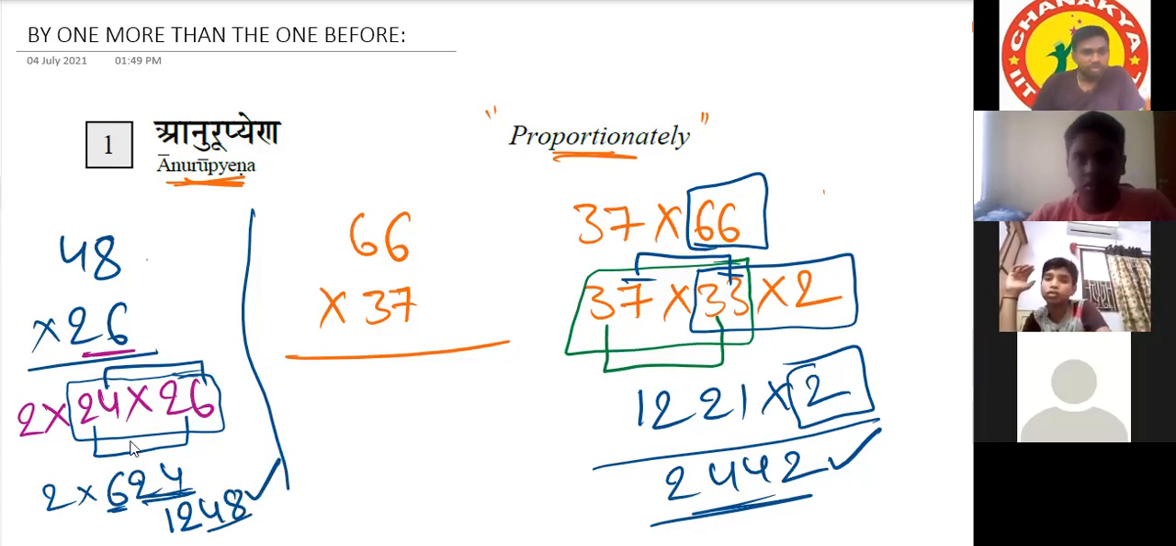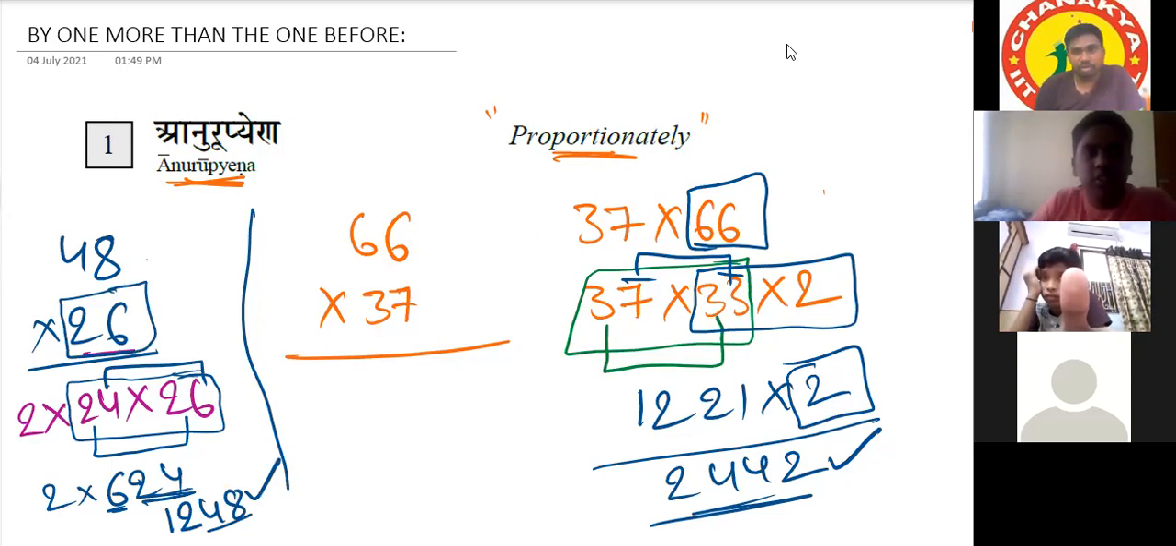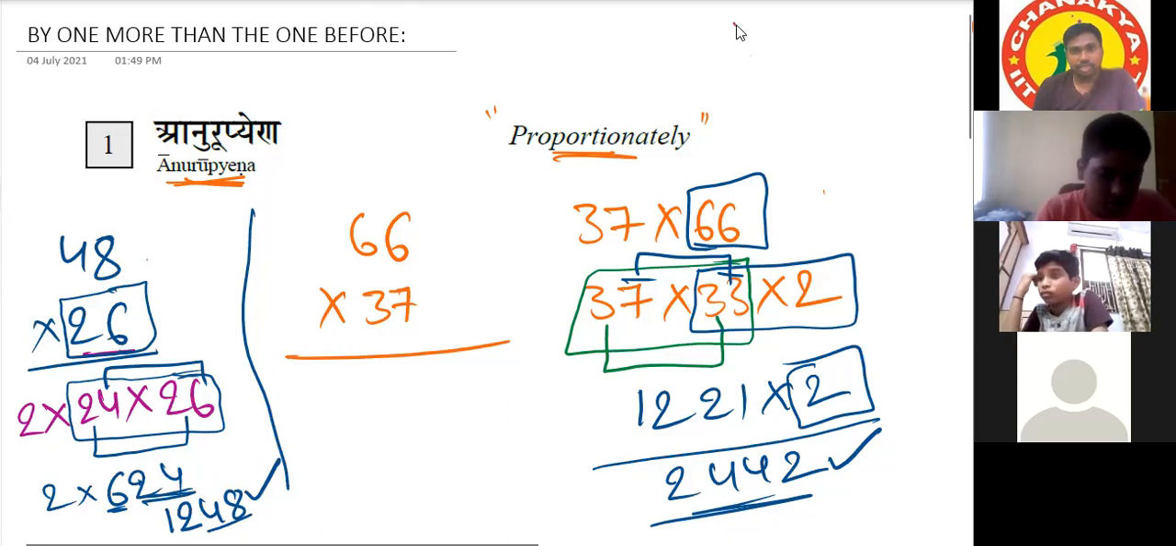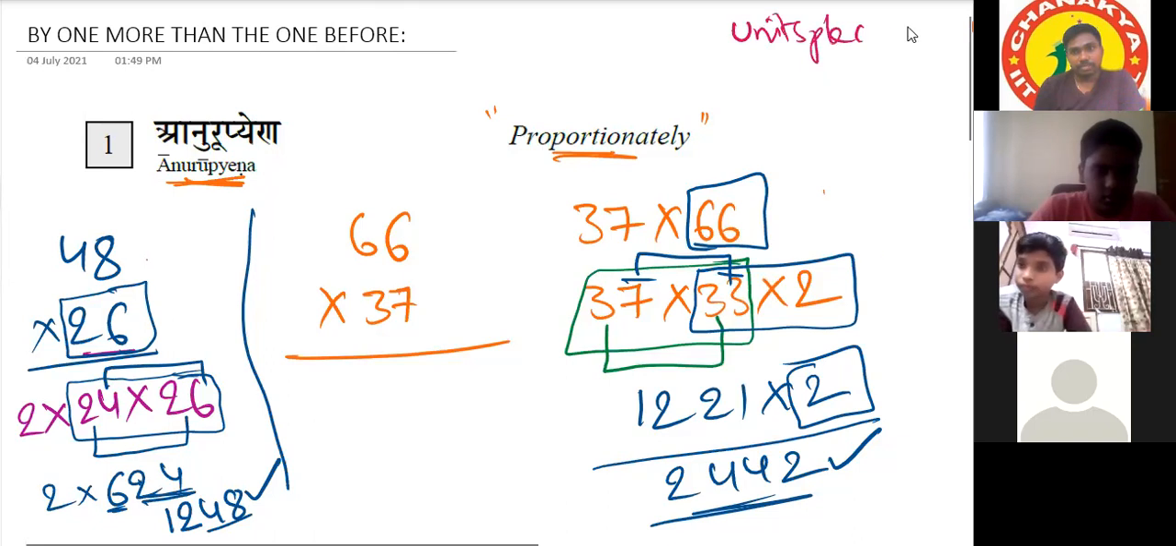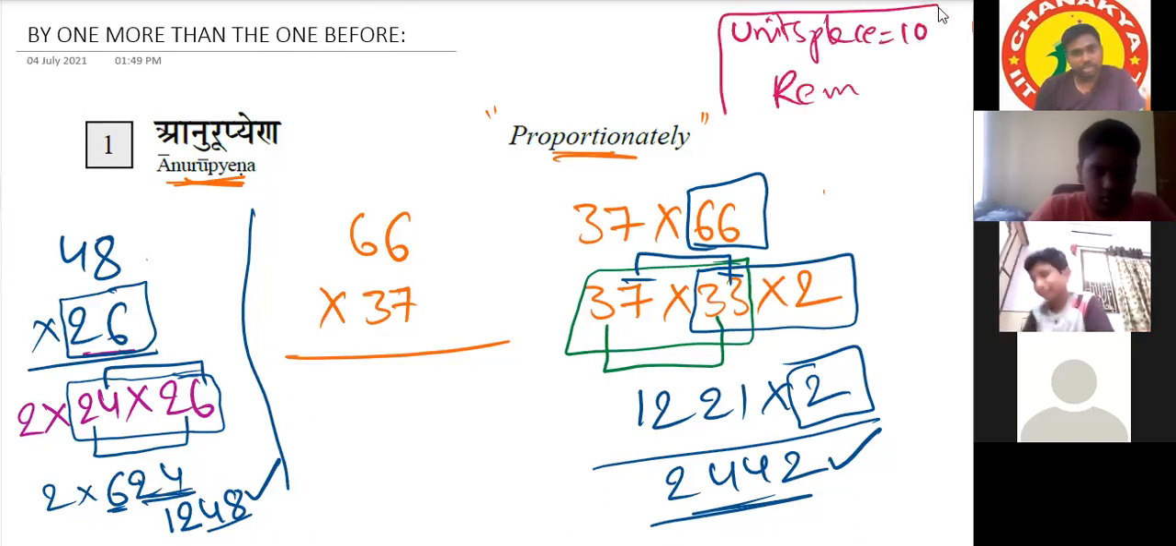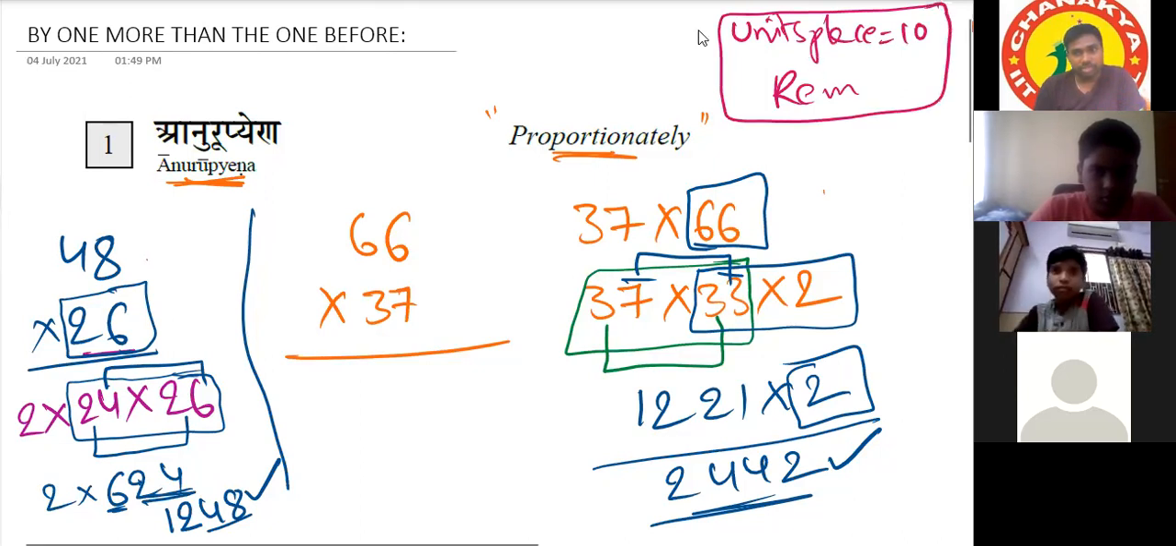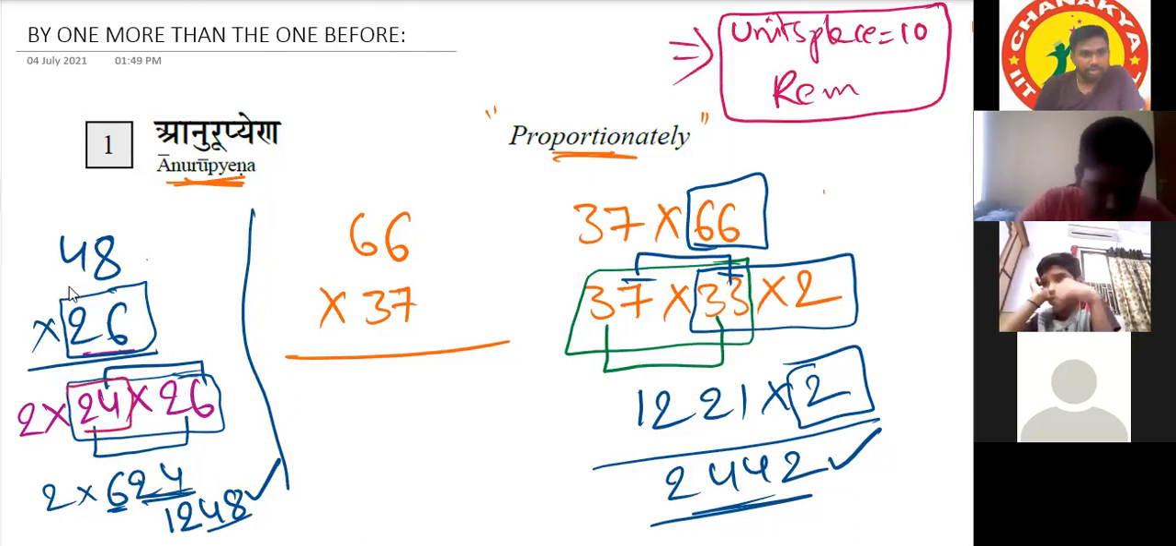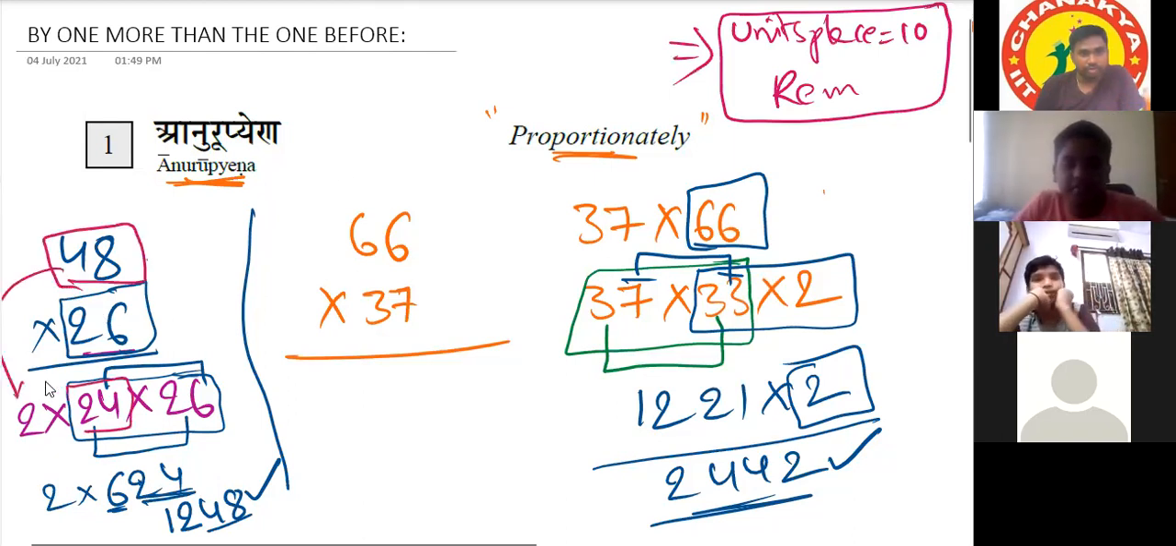Why we have taken 24 is, comparing with this number, which number we can convert into our previous model. That's because we have to divide 48 by 2. To make this question satisfy these two conditions, units place adding to 10 and the remaining number same, I'm making 48 as 2 into 24.